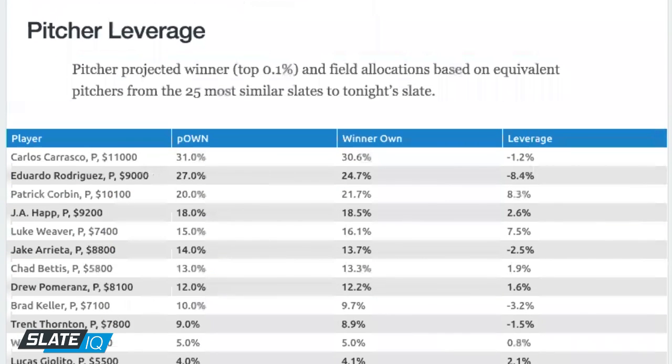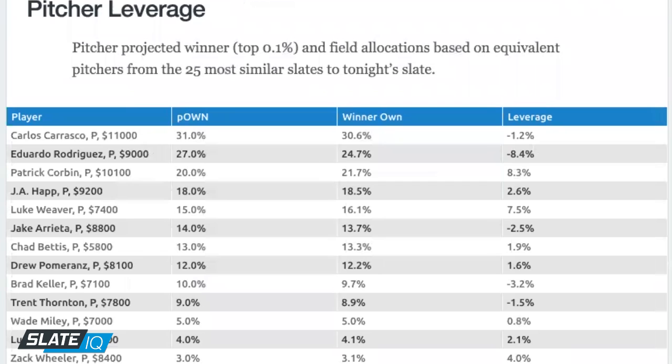Next, we have pitcher leverage. Now, this is another powerful one because we're tying every single pitcher on the slate to their most similar counterparts from the 25 most similar slates. And we're getting our ownership number that Chris Gimino and the team works on there diligently, and we try to be the best there, and that's a very key component of matching.